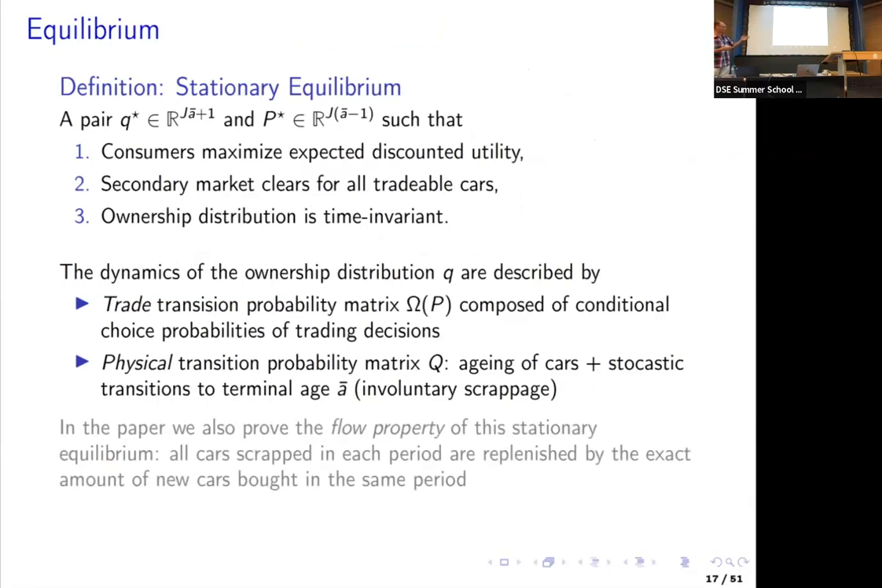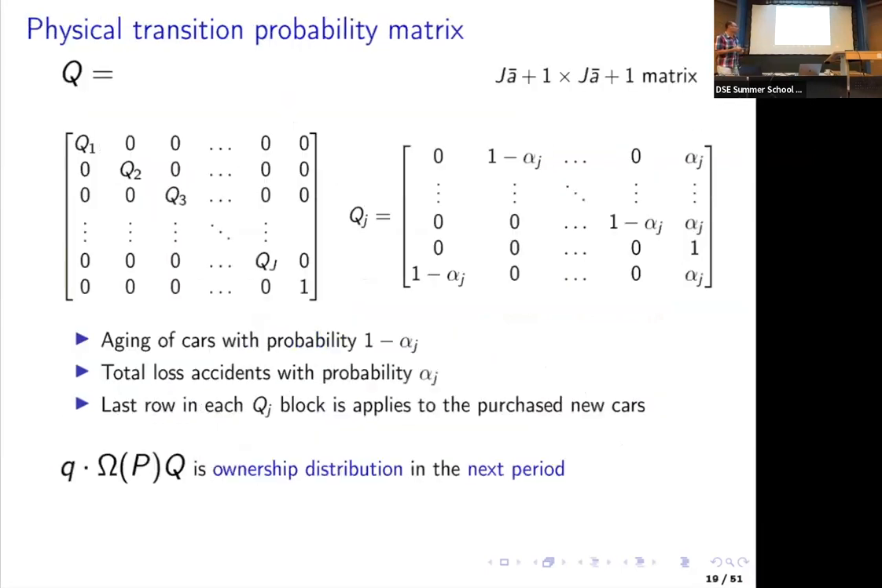Well, it turns out that we can prove that there's this flow property in the stationary equilibrium. It is guaranteed that the fraction of cars which are scrapped, and this is scrappage which is endogenous, right? People choose to scrap the car rather than sell it on the market. That endogenous fraction is exactly equal to the fraction of new cars of the same type which are bought in that period. So you have stationarity across time as the ownership distribution doesn't change, and you have this constant flow of new cars and scrapped cars in each time period in this market. In that sense, that's a little bit artificial, but it's a nice construct.